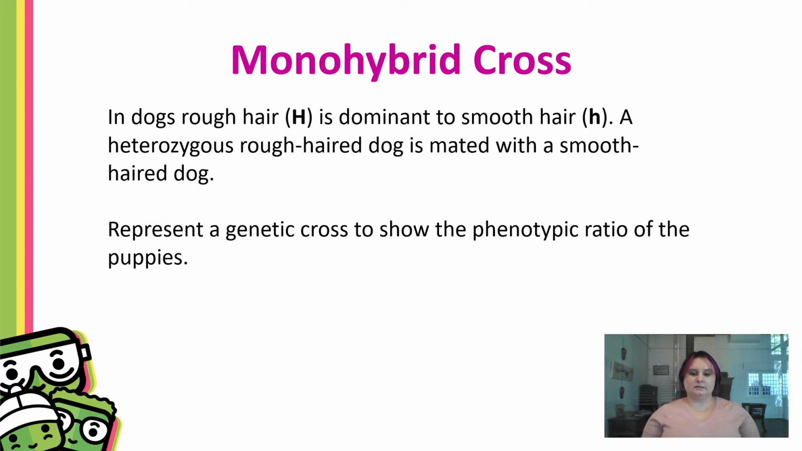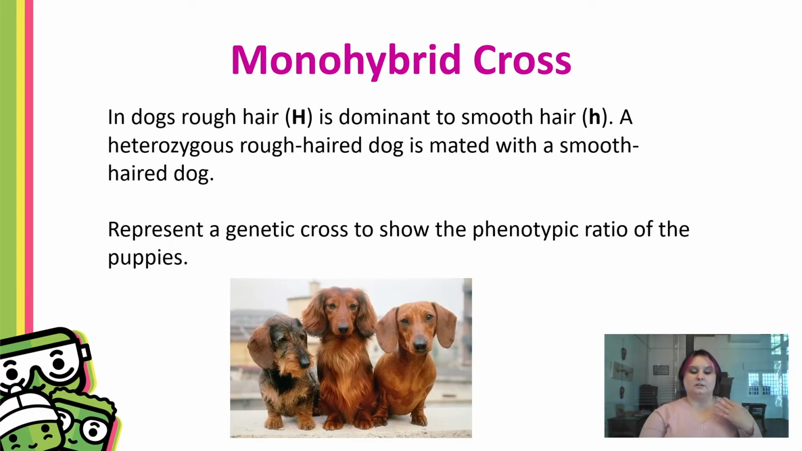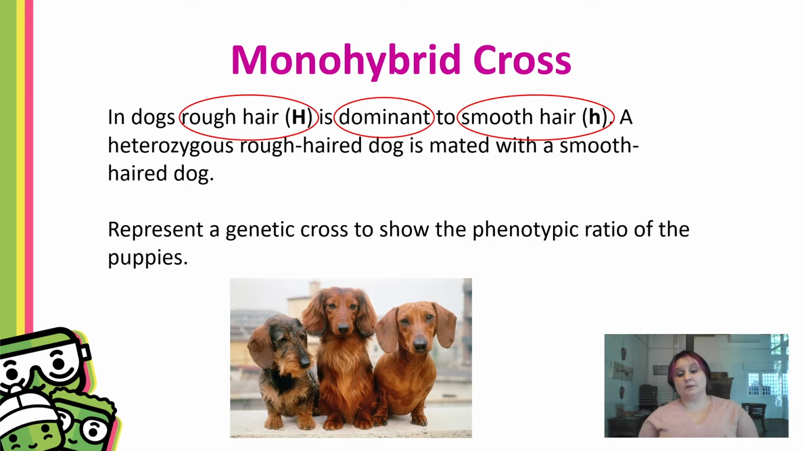So in this case, we are looking at a monohybrid cross, so just one characteristic. And in this case, our characteristic has 2 alleles. So there are 2 variations of the gene. And so we've got the rough hair gene, which is the capital H. So, and we've got the allele for smooth hair, which is a small letter h. So in this case, our one allele is dominant over another.